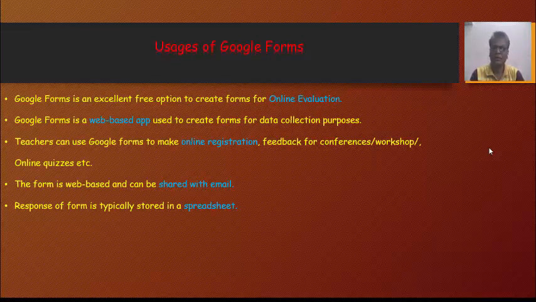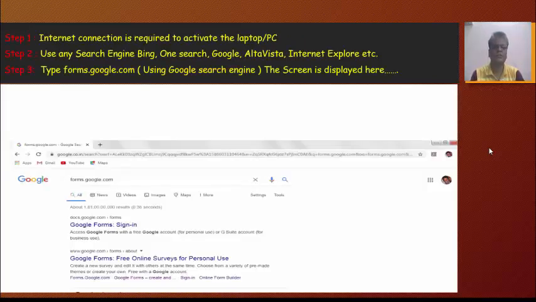The second point is to create a new Google Form. The first step is very important. An internet connection is required on your laptop, PC or smartphone. You can use any search engine: Google, AltaVista, Yahoo, Bing. A lot of search engines are available. I'm using the Google search engine. Type forms.google.com in the search engine.